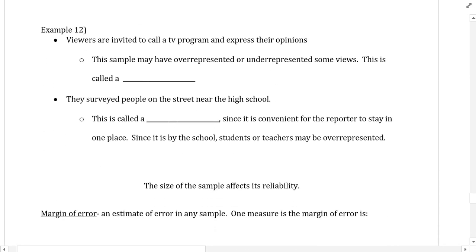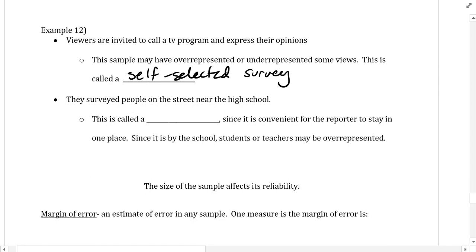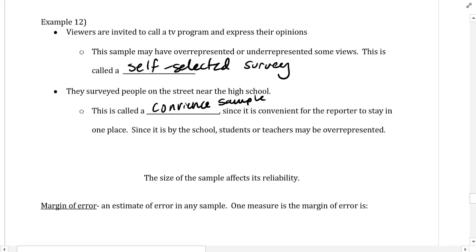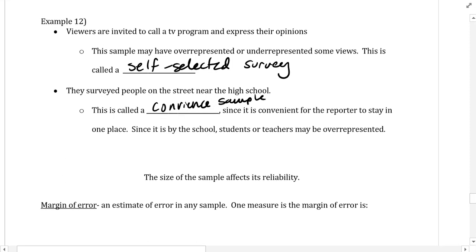So let's see. Viewers are invited to call a TV program and express their opinions. This sample may have overrepresented or underrepresented some views. This is called a self-selected survey because people had to reach out and call in. They surveyed people on the street near the high school. We have some convenience bias. Convenience sample. Okay. It's convenient for the reporter to stay in one place, and since it's by the school, students or teachers are overrepresented. How many people we survey is going to affect our reliability.